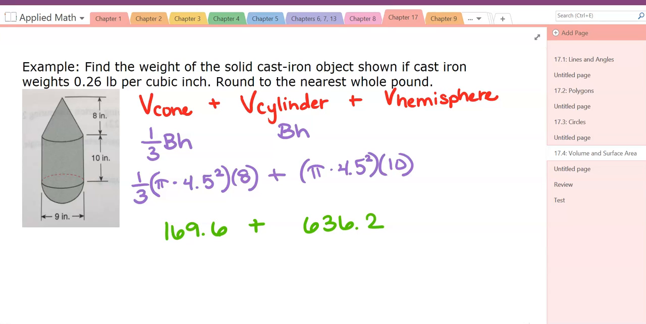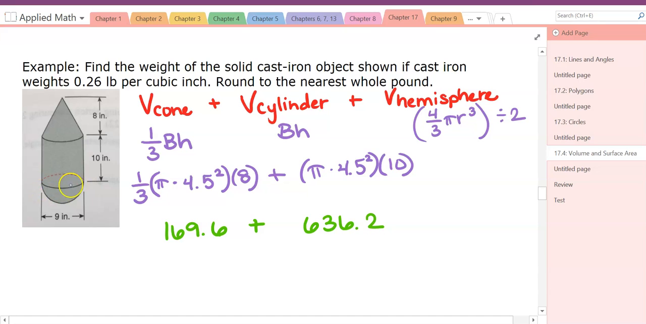Okay, last shape is a hemisphere. Now I gave you the equation for a full sphere. I said that that was 4/3 times pi r to the third. So if that's for a whole sphere, what do you think you need to do to that to find the volume of a hemisphere? Divide by 2. So after I find this, I'm going to divide by 2, because I'm taking that sphere and cutting it in half.